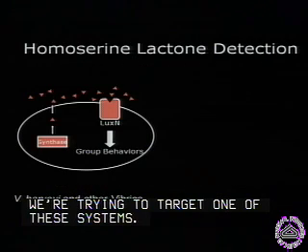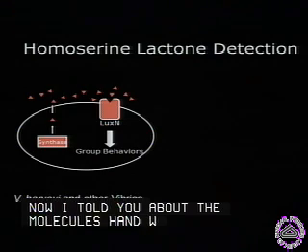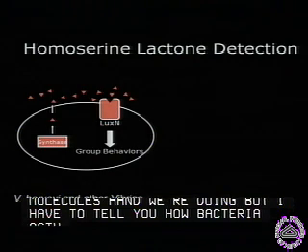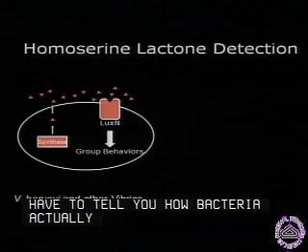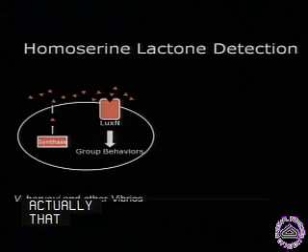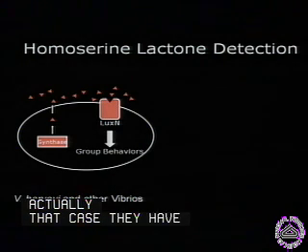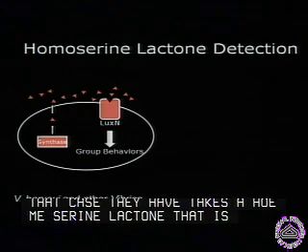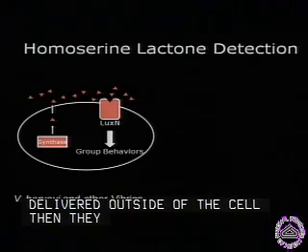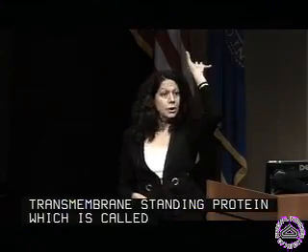Okay, so now I've told you about the molecules and what we're doing, but I have to tell you how bacteria actually detect these molecules. What we know is that there are two mechanisms for detection of homoserine lactones. The first one exists in all of the Vibrios. In that case, they have a synthase that makes a particular homoserine lactone that is delivered to the outside of the cell, and then on the cell membrane they have a 9 transmembrane spanning protein called LuxN that detects the autoinducer in the periplasm.